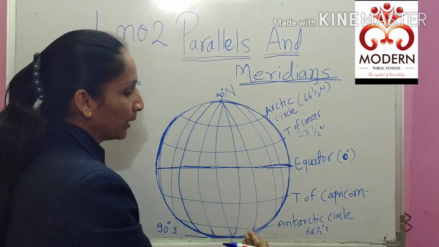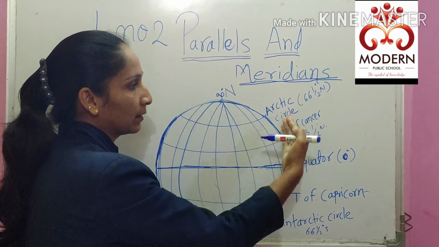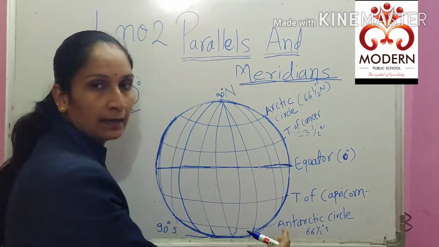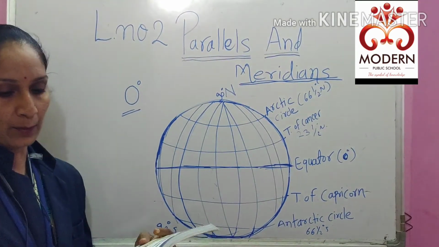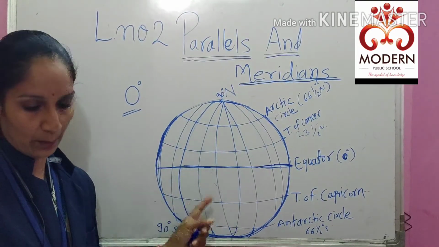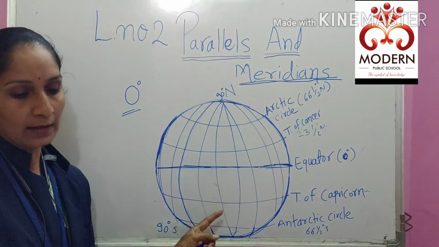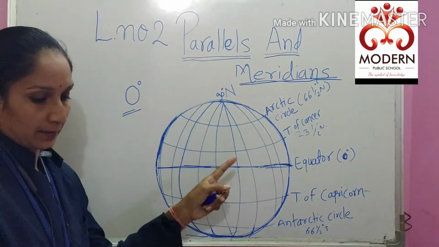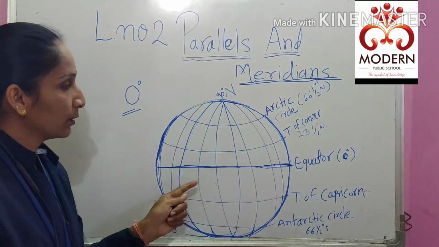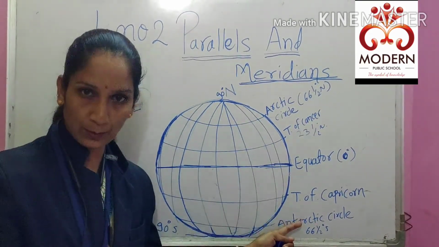Here are the four important lines, and I will explain them again: the Arctic Circle, the Tropic of Cancer, the Tropic of Capricorn, and the Antarctic Circle. These are all the important parallel lines. My dear students, you have to draw the diagram in your notebook.